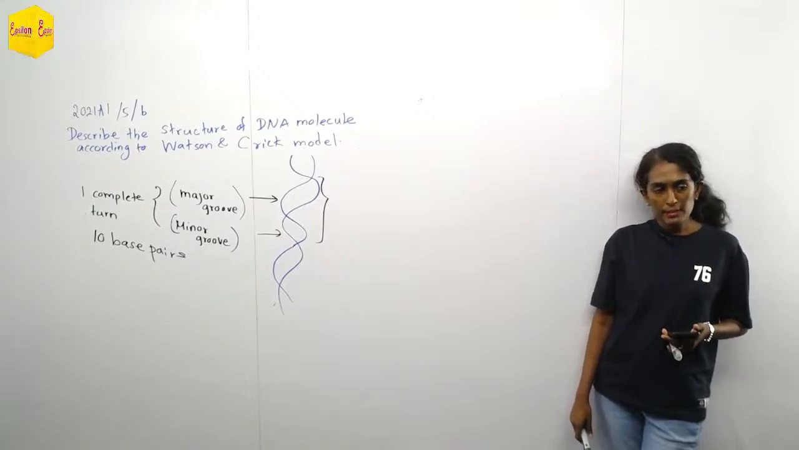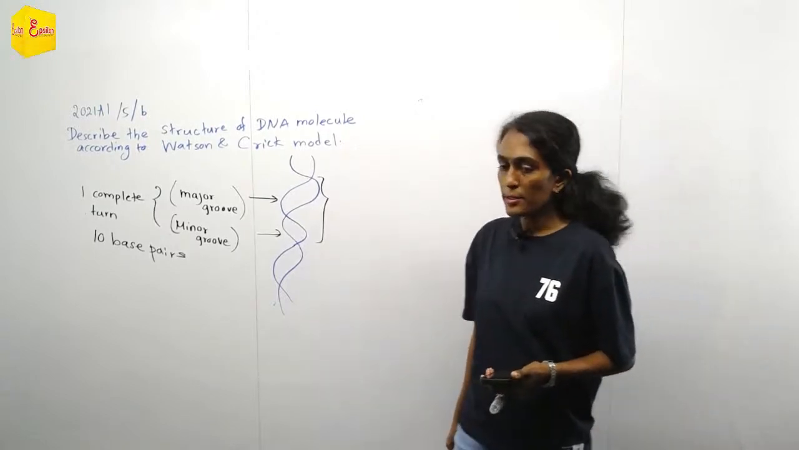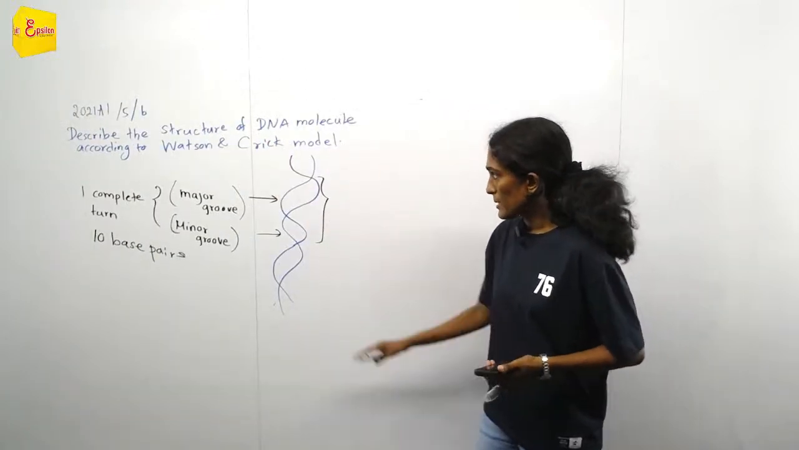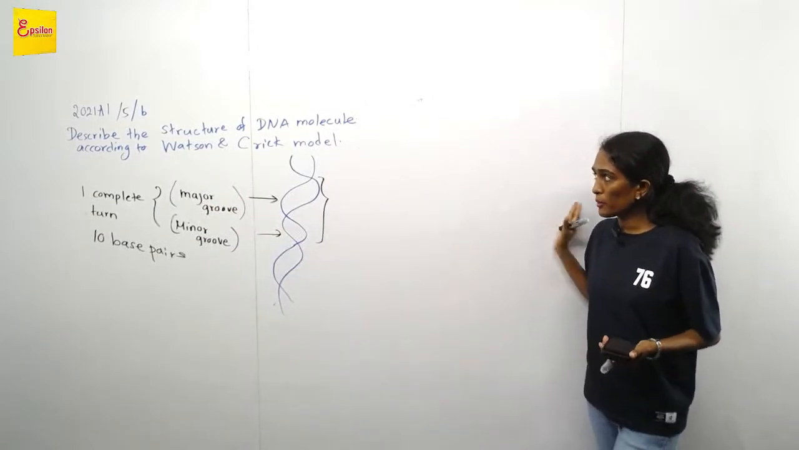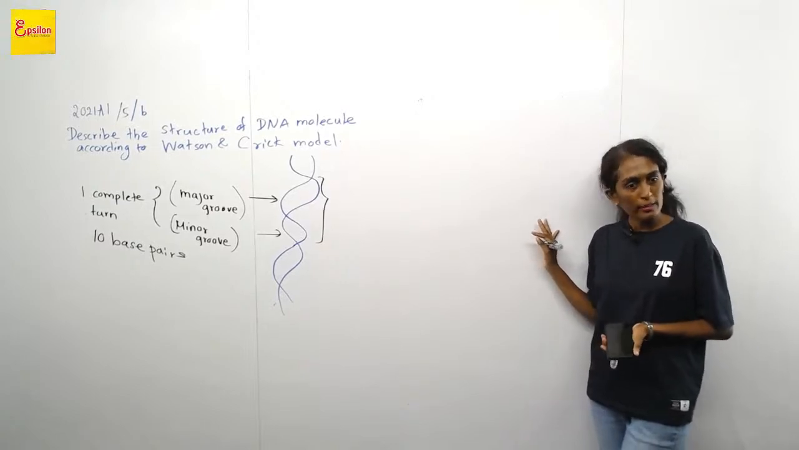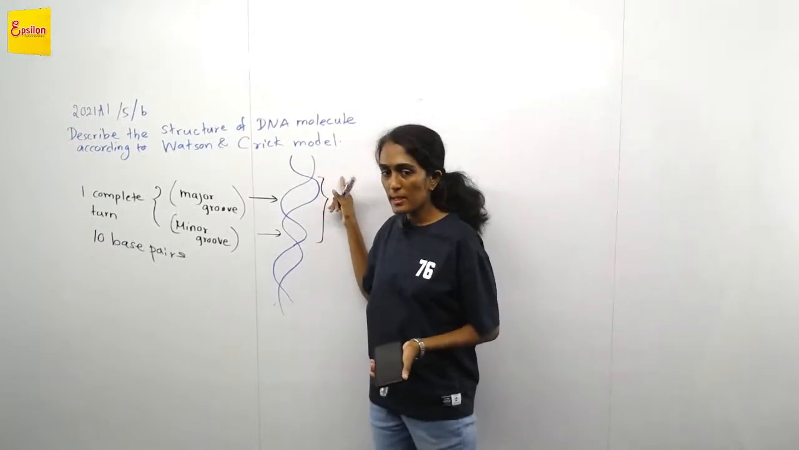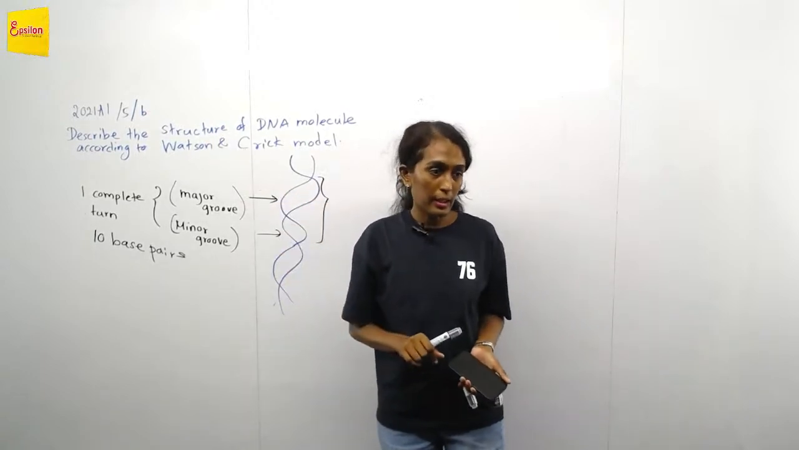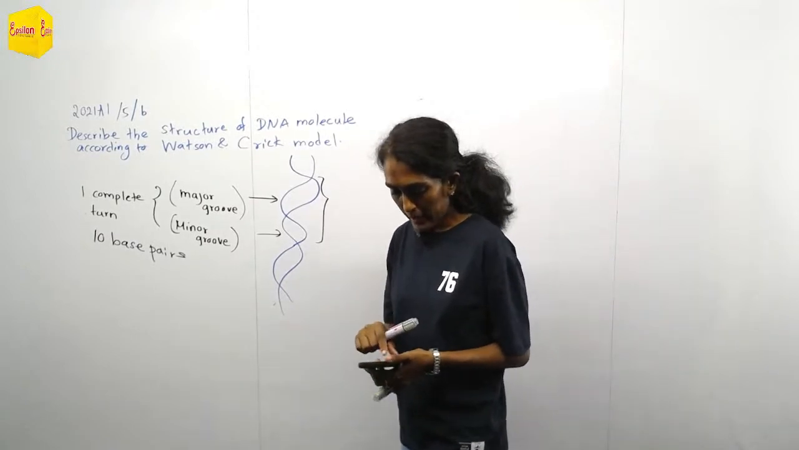Right, my question is asking to describe the structure of the DNA molecule. The question may also come in a different way, asking only to describe the structure of the DNA molecule. In that case, you have to add one more sentence saying that it's described by the Watson and Crick model, the double helix structure of the DNA molecule. Let's go and write the answer.